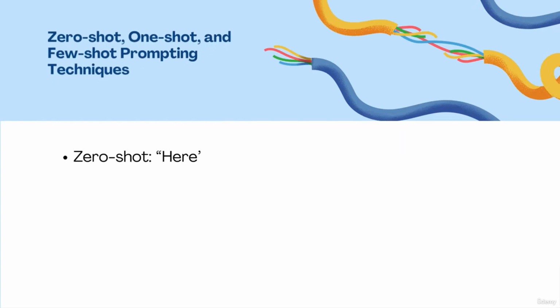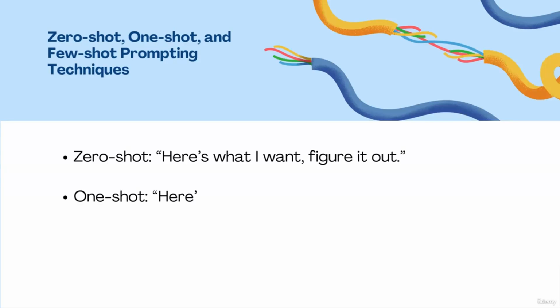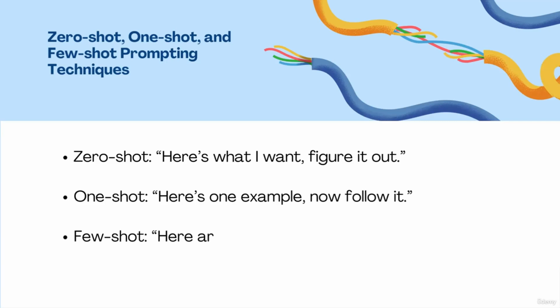Generative AI models respond differently based on how many examples you give them. Whether you provide 0, 1, or a few examples in your prompt changes how well the model understands your intent, especially in precise domains like electrical engineering. In this lecture, we'll explore the three core techniques: zero shot, one shot, and few shot prompting, each with electrical use cases.